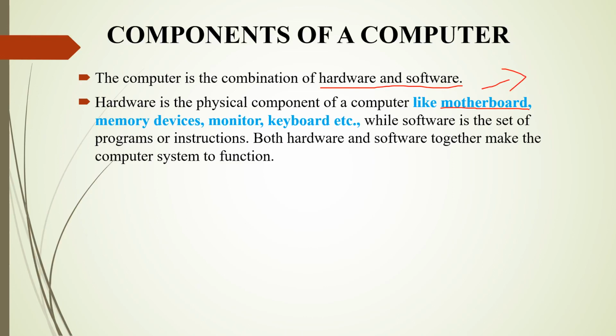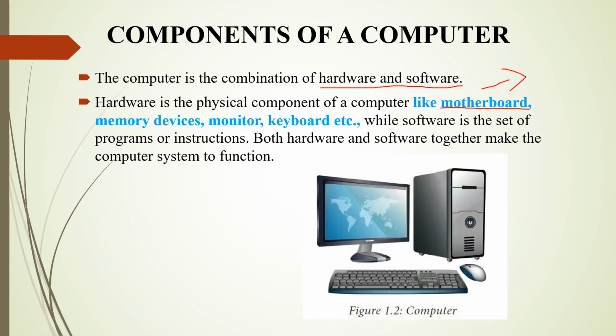So keyboard, mouse, monitor, printer, all those things are considered hardware. Then software is a set of programs or instruction set that is created by us. That means what the users created and fed to the computer is known as software. Both hardware and software together make a computer system function. If some hardware is not working, it won't accept the software.